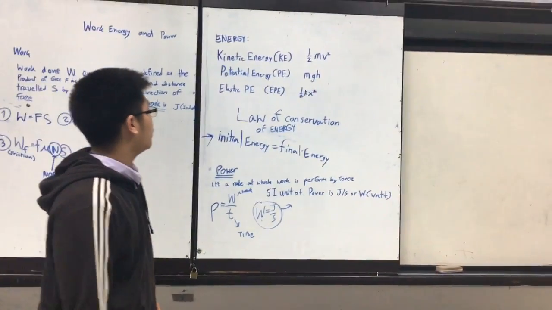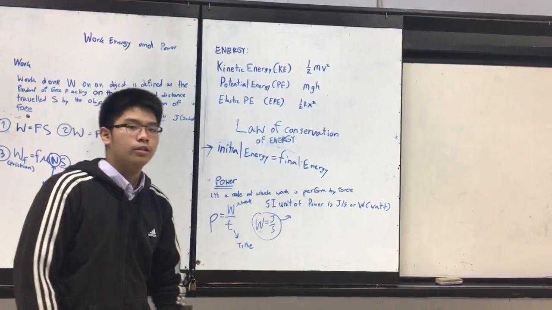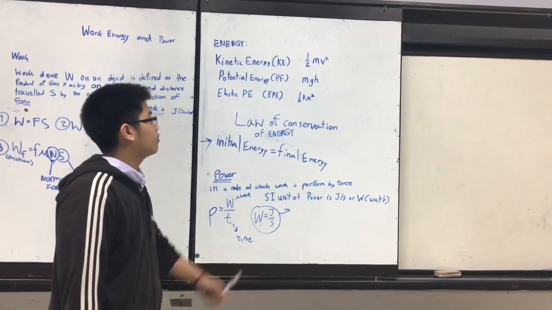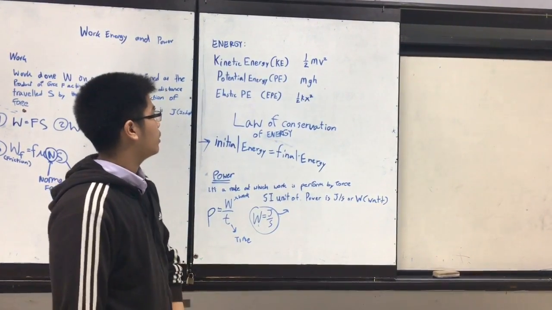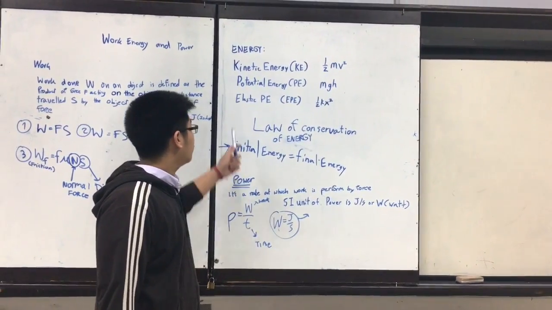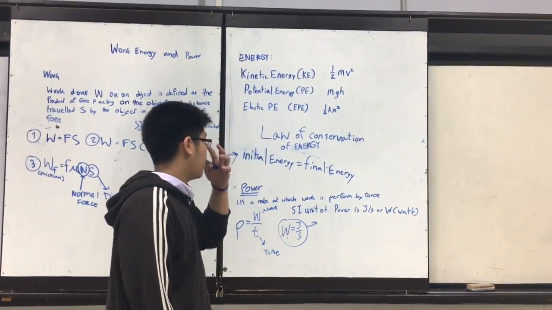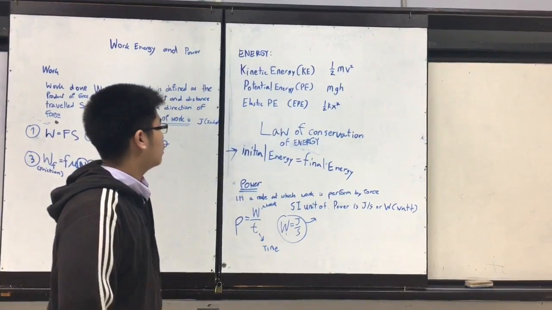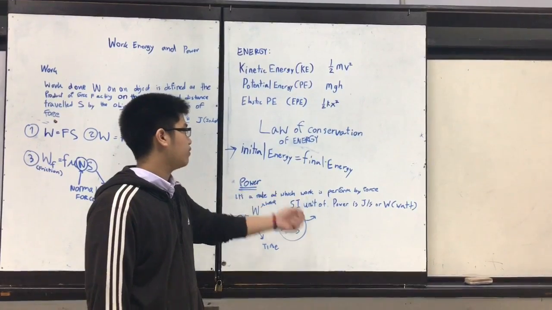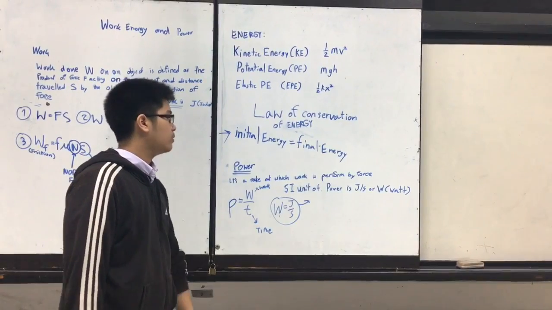The next one, energy. It has three forms too. The first one is kinetic energy, 1/2 mv squared. The second one is potential energy, mgh. The third one is elastic potential energy, 1/2 kx squared. Law of conservation of energy is initial energy equals final energy. The last one, power, is the rate at which work is performed by a force.